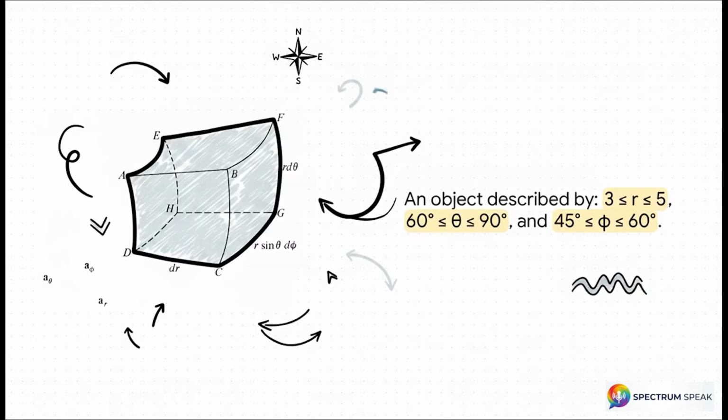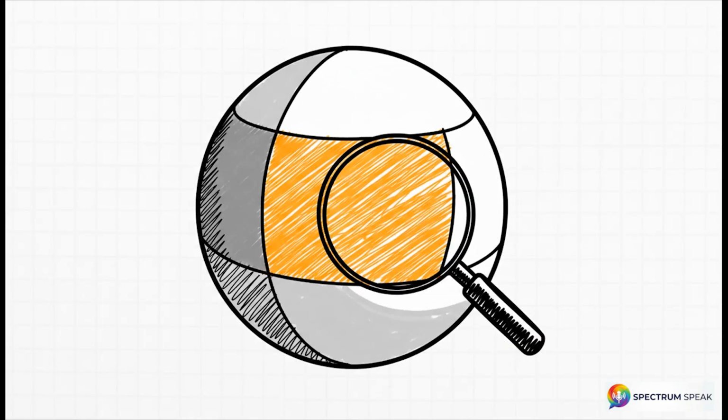It's a chunk of a sphere, and it's defined by these bounds for the radius r, the angle theta, and the angle phi. It looks complicated, I know, but with our method, it's going to be pretty straightforward. Our specific goal here is to calculate the area of that inner curved surface, the one labeled AEHD. The first crucial step is just to figure out which coordinate is being held constant for that particular surface.